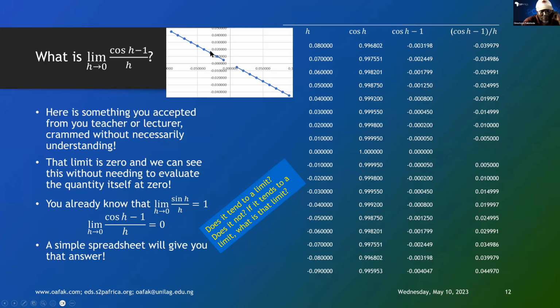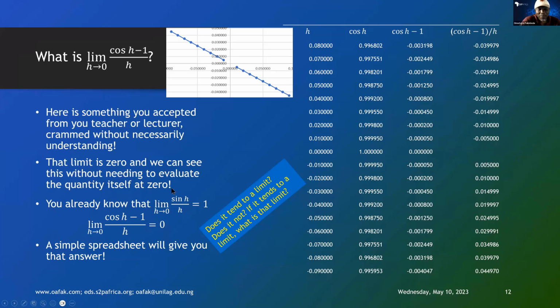Do you need a prophet? Do you need a babalawo? Do you need anybody to tell you that this unknown thing here will be 0? It is obvious. Just look at it. Look at the numbers. Look at where they are going. They are going straight to 0. It is minus 0.005 here. It's plus 0.005 here. So that's it.